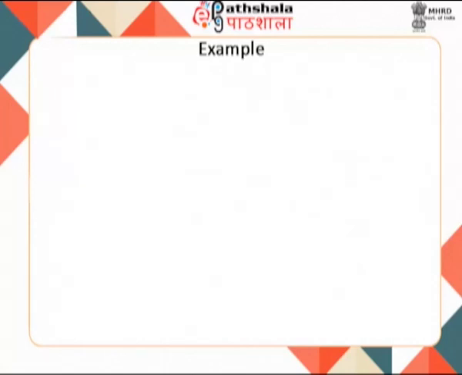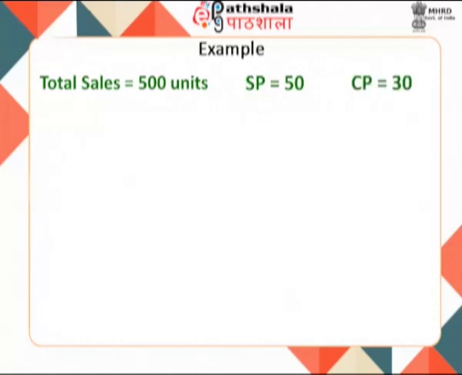For example, if for total sales of 500 units of a product, the selling price per unit of a product is rupees 50 and the variable cost per unit is rupees 30 per unit. In this case, the contribution margin per unit is rupees 20, that is rupees 50 minus rupees 30. That is, each unit sold generates a contribution of rupees 20, which is available to recover fixed cost and to contribute towards the profits of the firm.